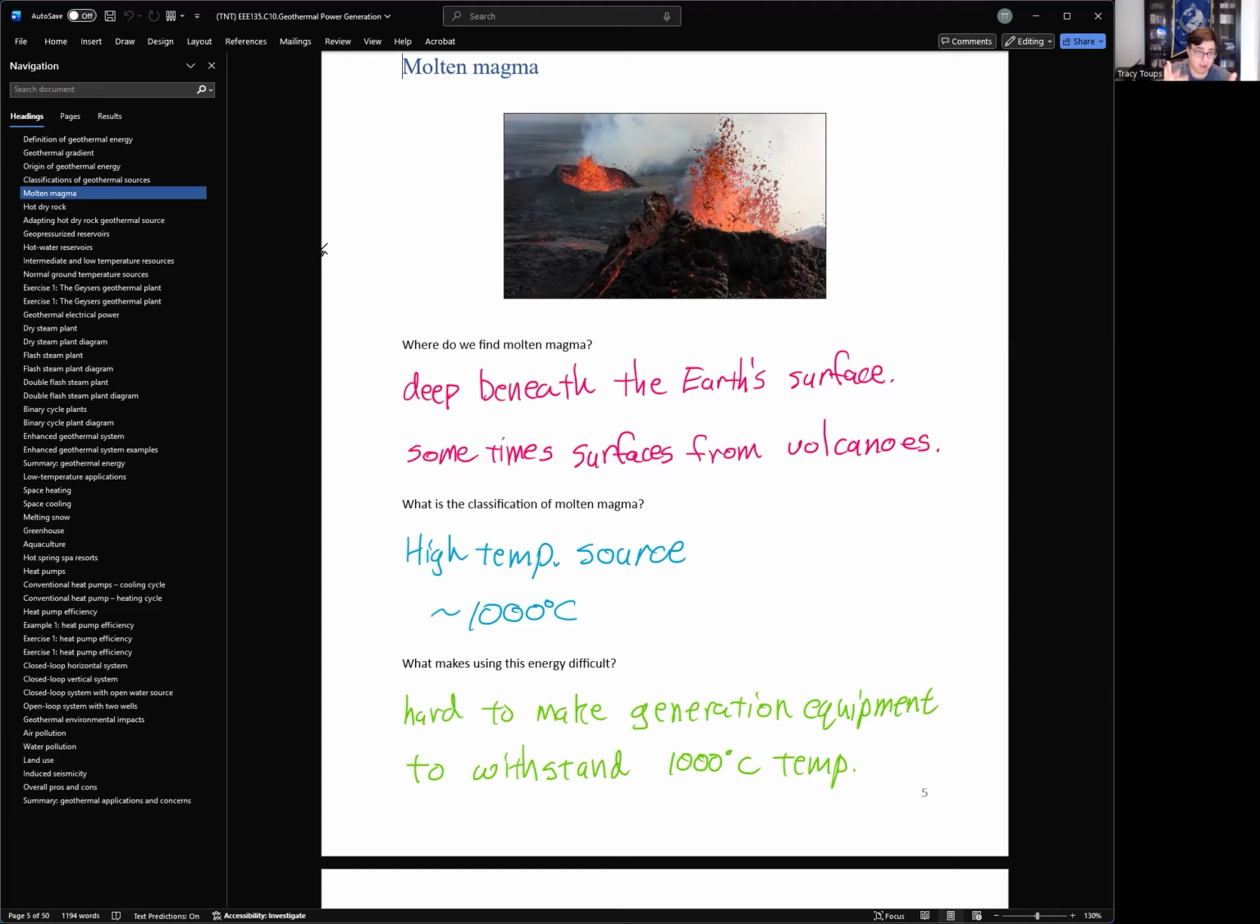Remember, volcanoes are vents. So you have too much pressure, too much geothermal energy, it pops out to the earth and it spews magma all over the place.